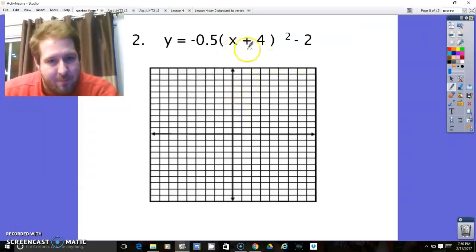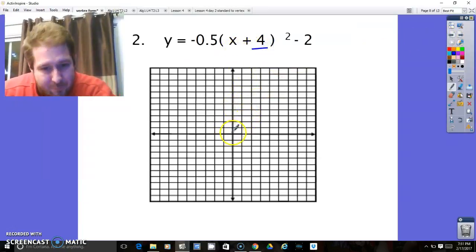All right, so what if we have this one? Where's the vertex? This means left 4, 1, 2, 3, 4, and that means down 2.